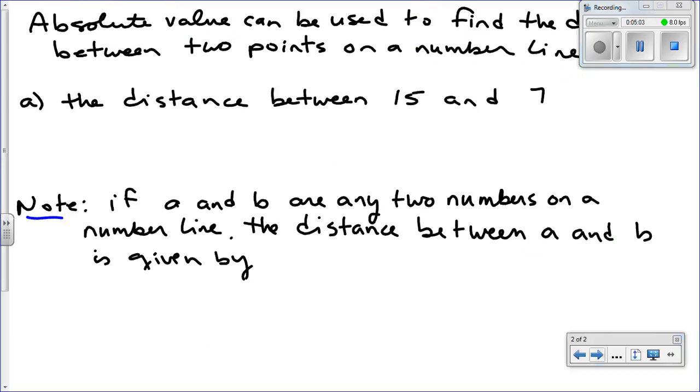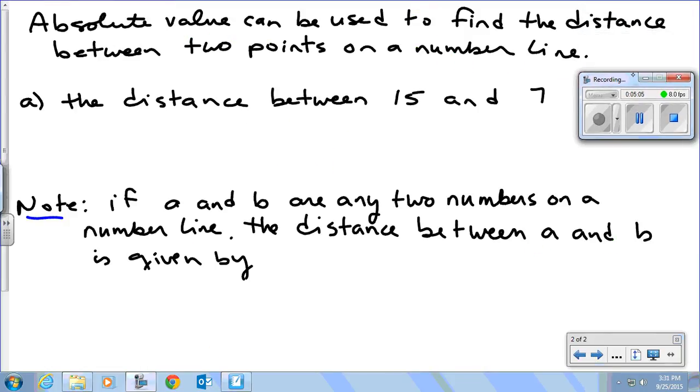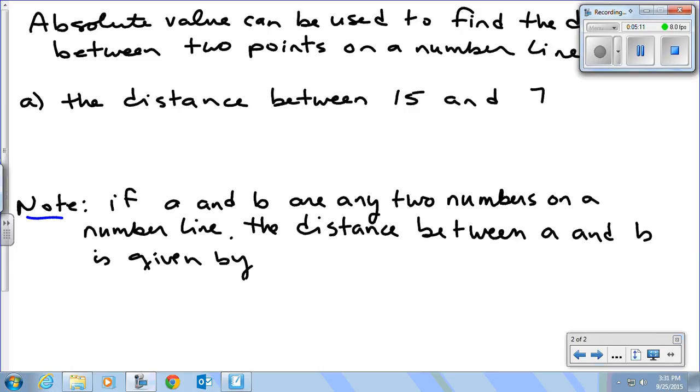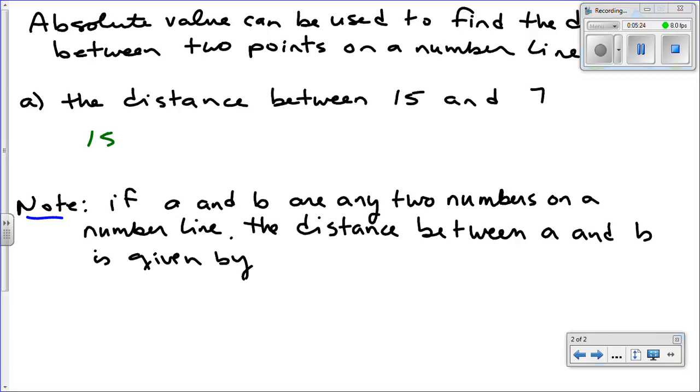Absolute value can also be used to find the distance between 2 points on a number line. The distance between two things is like describing the difference between two things, and we always find the difference by subtraction. If you think about the distance between 15 and 7, that would be 15 minus 7, which is 8.